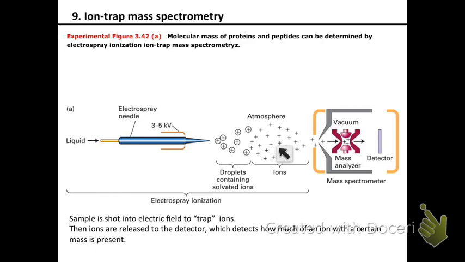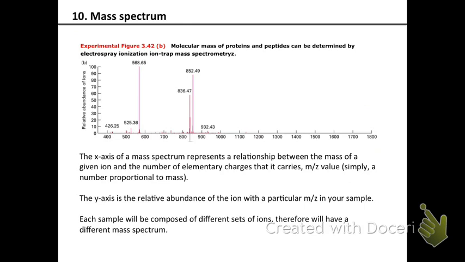And then this is released into a detector, which detects how much of an ion with a certain mass is present. Okay, so this mass analyzer separates the ions based on mass and strikes it into a detector, and the detector is going to detect the amount of charge coming from a given mass value. So how do you express that data? So you express this mass spectrometer data using what we call a mass spectrum. Okay? So the detector is measuring the amount of charge for a given mass.